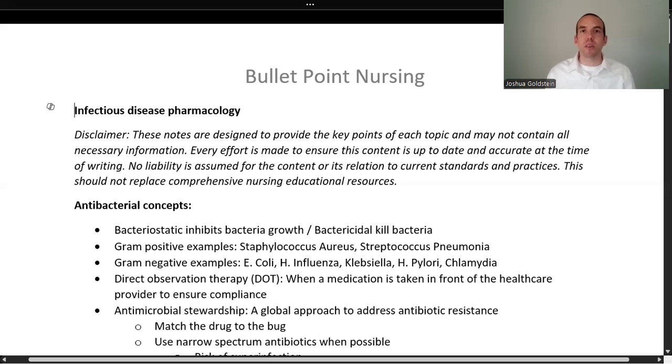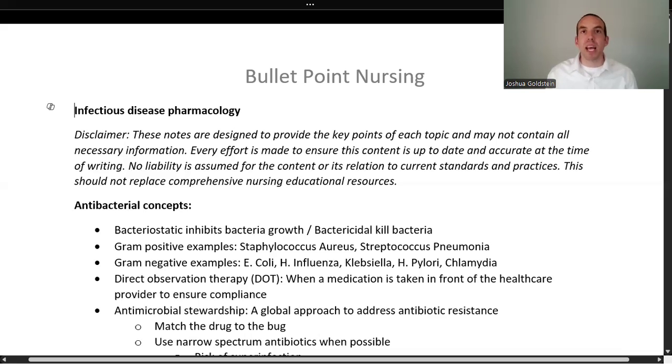There's something called direct observation therapy. You'll see this sometimes in mental health. We mentioned it in that video. We're also going to mention it over here in terms of public health. Direct observation therapy is where a patient takes their medication under observation by a healthcare professional to ensure compliance. We do this when we're treating communicable diseases. We also do this in mental health to make sure patients are compliant with their medications.